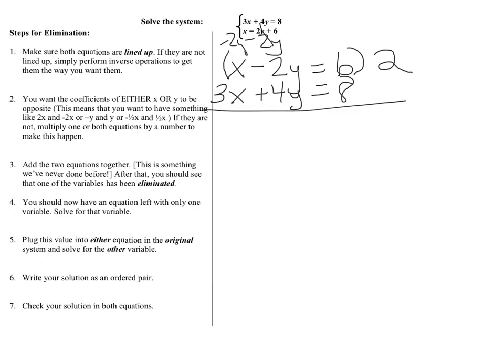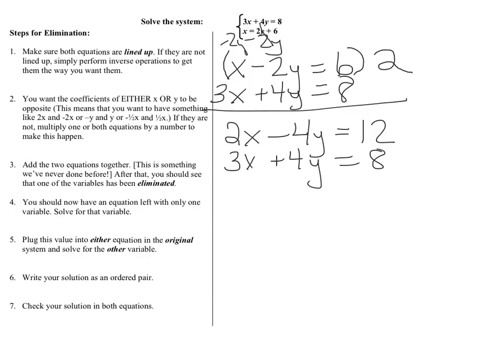All right? When I do that, you have to multiply every term by 2. So I'm going to get 2x minus 4y equals 12. And then I'm going to rewrite the other one right underneath it. 3x plus 4y equals 8. So now I'm at the next step. I'm now going to add the 2 equations together. Okay, so this is nothing we've ever done before, but it works. Okay, when you do that, you're going to notice that one of the variables disappears, right?